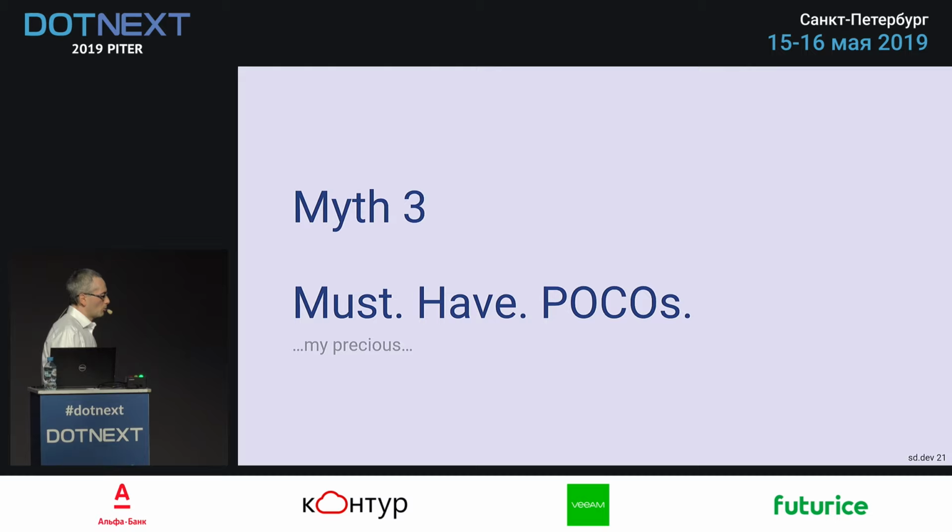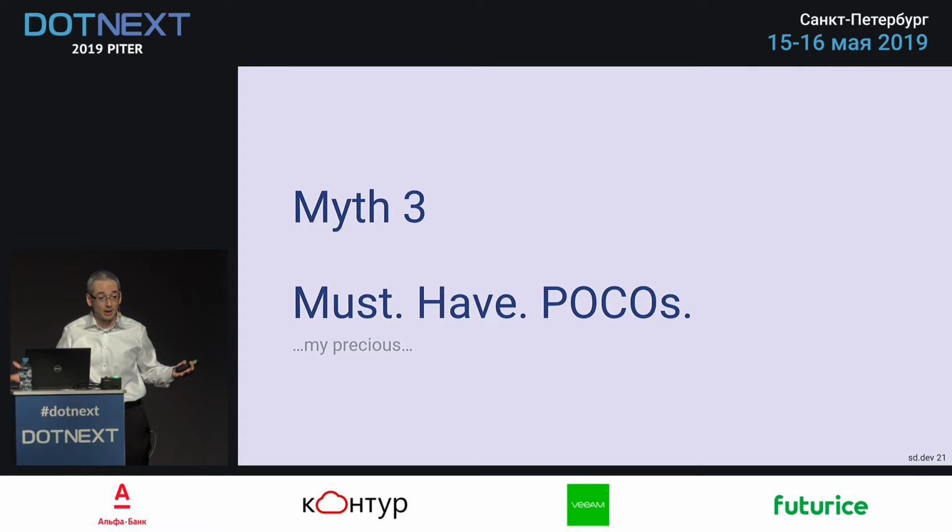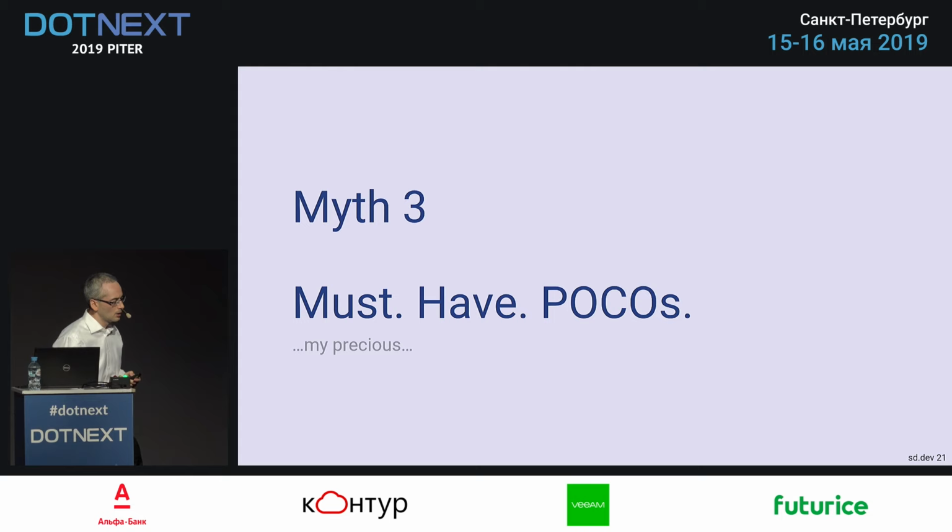Myth number three, you must have POCOs. All those precious POCOs, you love them dearly. You likely can't even imagine your life without POCOs. I mean, what else would you want out of a micro-ORM if you don't get your POCOs? I'm obviously talking about plain old C-sharp objects. So let me give you an alternative. Let me introduce you to a data transfer object, or a DTO.